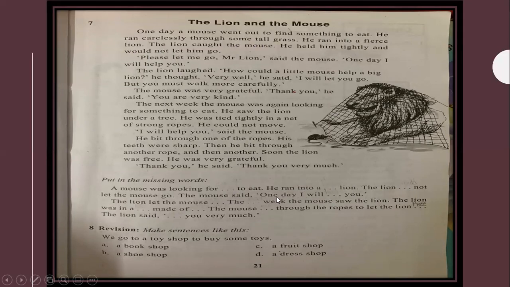The mouse said, one day I will dash you. What comes? I will help you. Help comes here. The lion let the mouse go. Here comes little mouse helper, but you must walk carefully.